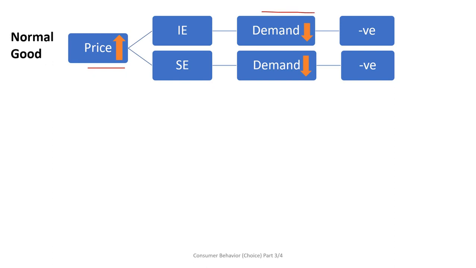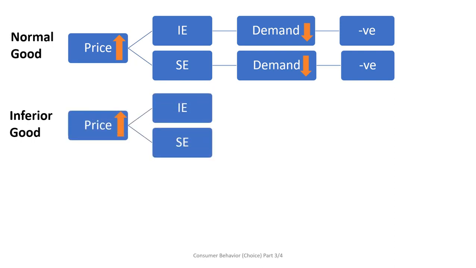Second is the case of inferior good. Again, we assume that the price of the inferior good increased and we break it down into income effect and substitution effect. Because of the increase in the price, the real income will decrease. And since the good is inferior, a decrease in income will result in higher demand for that good.